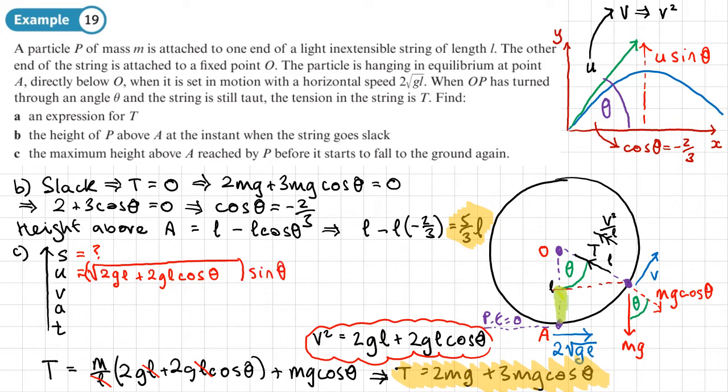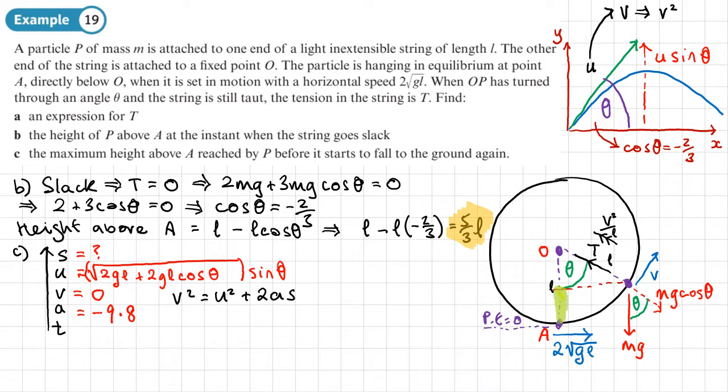For the greatest height, we're going to have V equal to 0, and it's moving under the action of gravity. So A is going to be -9.8, seeing as I'm taking upwards as positive. So the equation I'm going to use is V squared equals U squared plus 2AS. Okay, well, V squared is just going to be 0 squared.